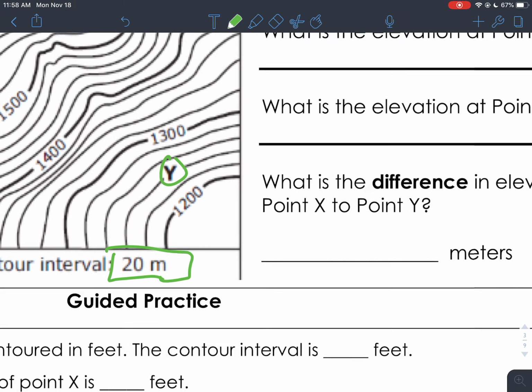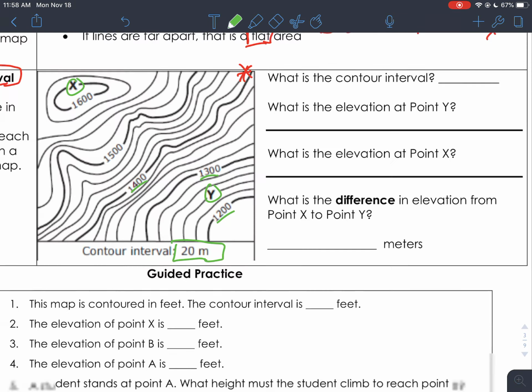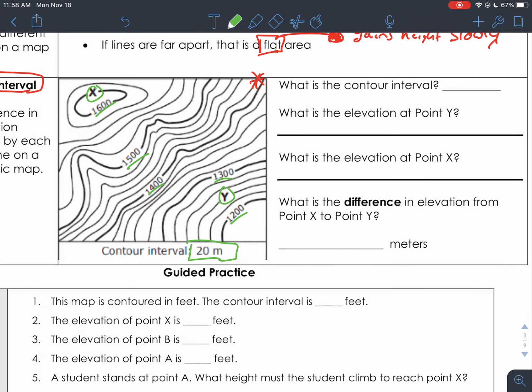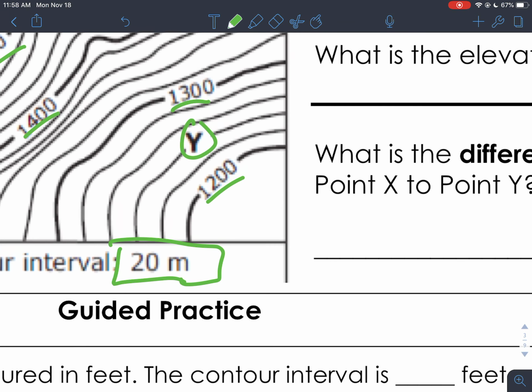First thing is right here, we're at a height of 1,200 meters. You see, every 100 meters, they've labeled a line. That does not mean you can't figure out the height in between. Those are just reference points. So let's figure out the height in between on each line.